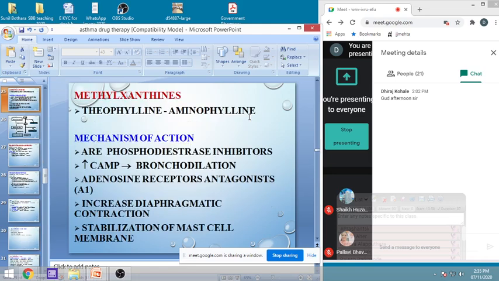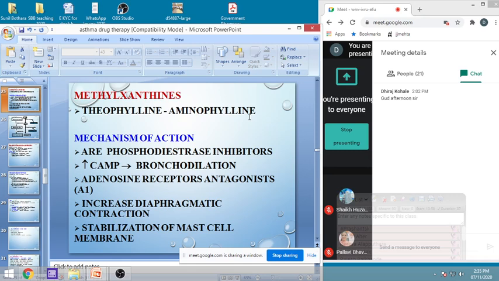Then next are methylxanthines. Examples are theophylline and aminophylline. They act through a pathway similar to beta 2, but they are not acting on the beta 2 receptor; the action is similar. We know that when we stimulate beta 2 receptors, they cause activation through a G protein, and through that activation of the adenylate cyclase enzyme, which produces cyclic AMP. This cyclic AMP causes protein kinase activation, and thus there is bronchodilation.